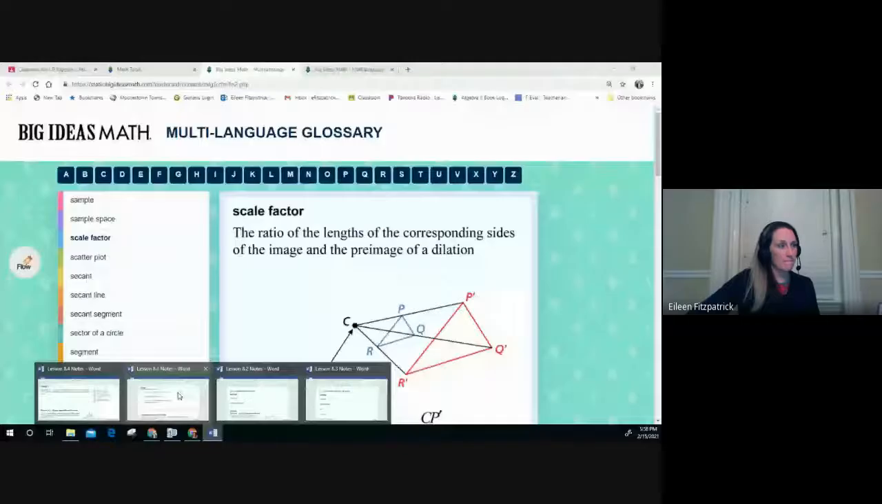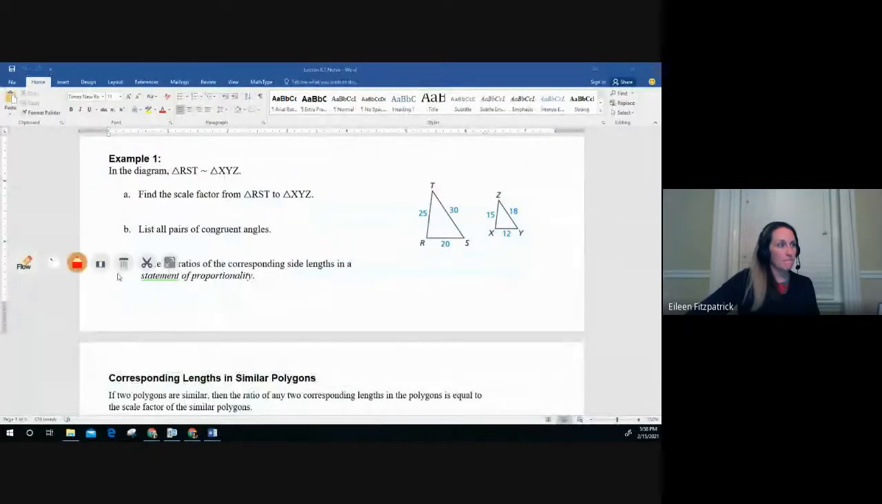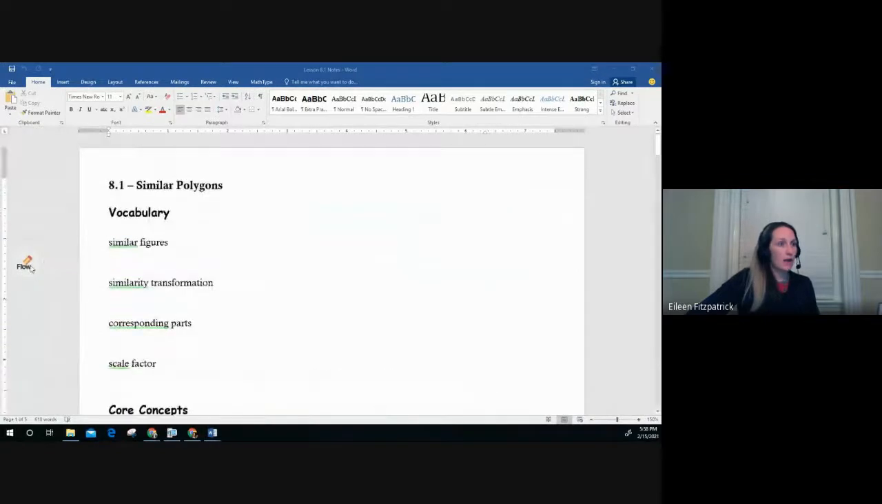All right, guys, we are going to start chapter 8 with lesson 8.1, similar polygons. Let me present my screen so we can start. All right, so we do have some vocabulary to start with.